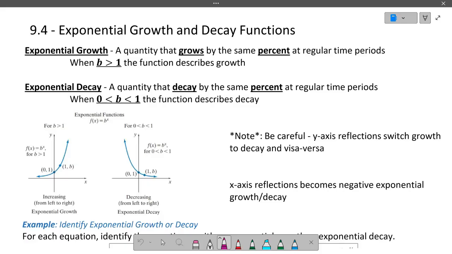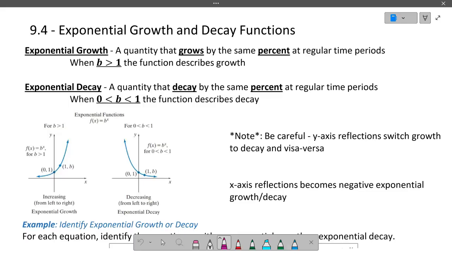Now, keep in mind, those will change as we apply transformations. So if I have a growth equation, but then I reflect it across the y-axis, then that becomes a decay equation. Okay, so there are some transformations that can adjust that a little bit. It just depends on the context that we're looking at. But generally speaking, if b is greater than 1, we have a growth. If b is between 0 and 1, it's going to be a decay. So that y-axis reflection can change the growth and decay.